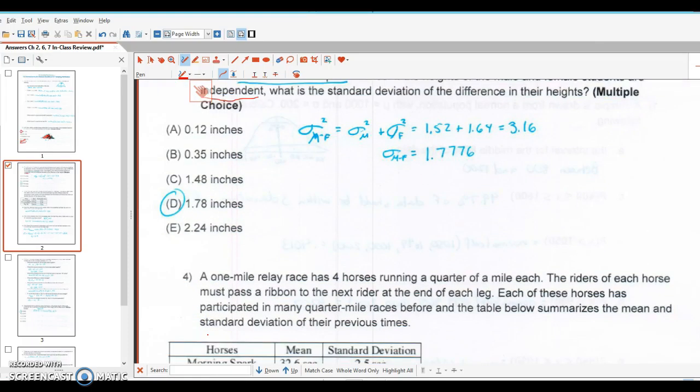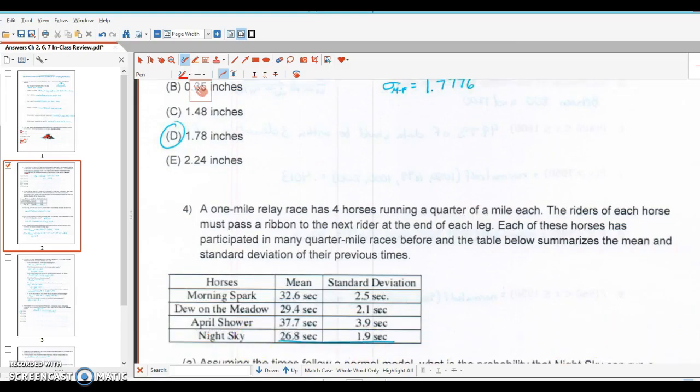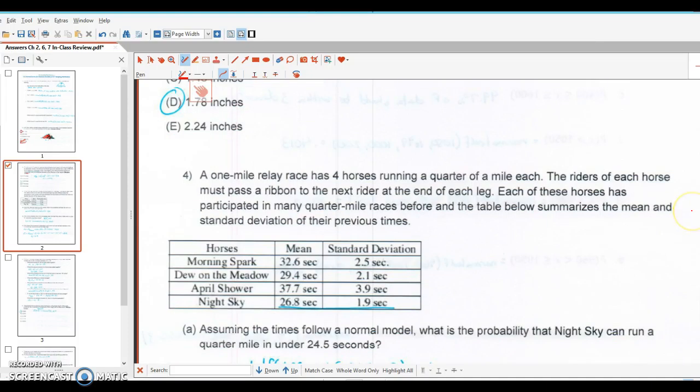Okay, the next one you have a chart of horse names. I hope that was seasonally appropriate. Specifically, we're going to focus on the horse name Night Sky. What's the probability that Night Sky can run a quarter mile in under 24.5 seconds?